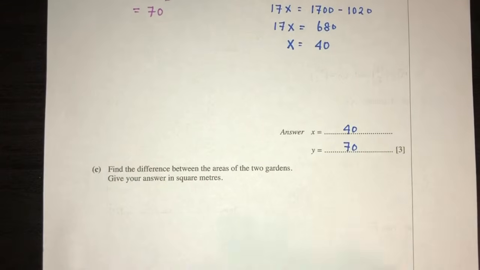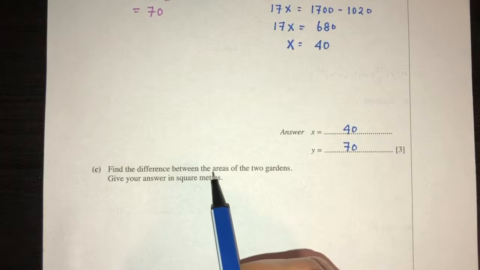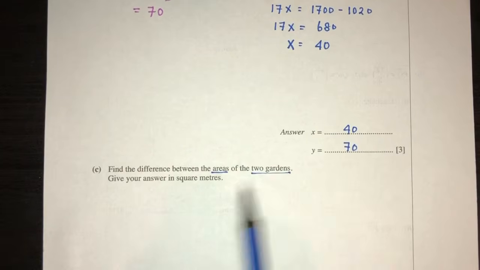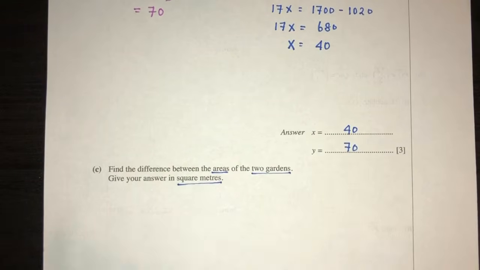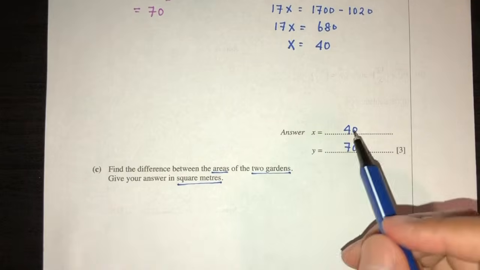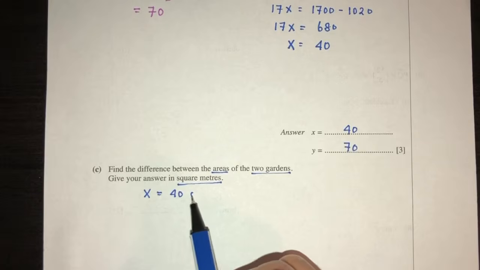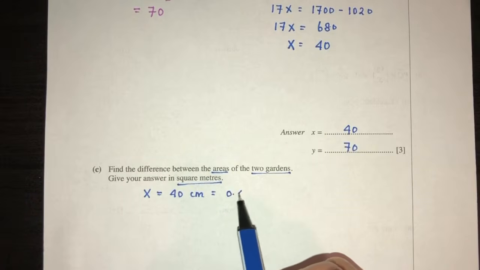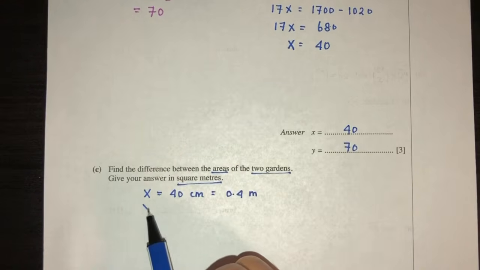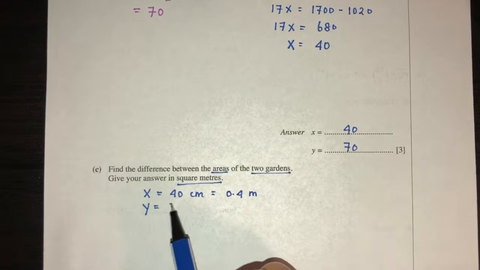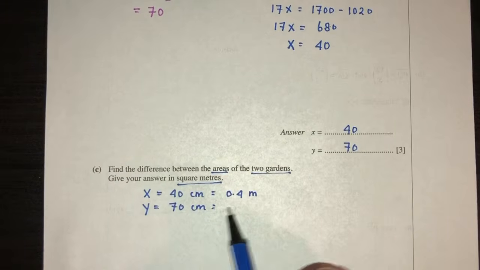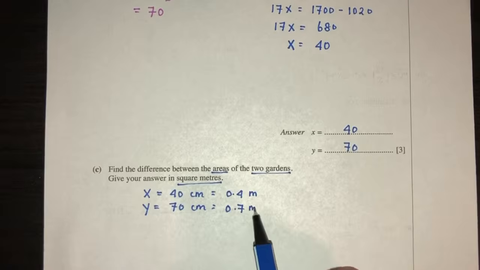Now for part C, find the difference between the two areas of the two gardens. Give your answer in square meters. So pretty easy. Let's first convert x is 40 centimeters, which is equal to 0.4 meters. Now y is equal to 70 centimeters, which is 0.7 meters.